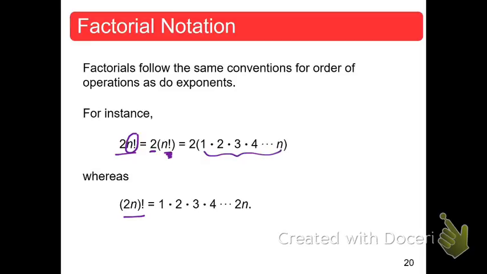Whereas 2n, both of them in parentheses with a factorial, means that we would work it all the way up to 2 times whatever n is. So it's just a different way to write it. Don't worry about the n part. Don't freak out on it.